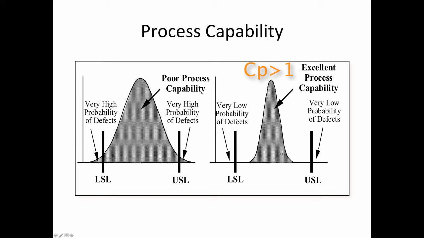Now, if it were equivalent to 1, I would simply have these lower and upper tails of the product distribution right next to the upper and lower spec limits. So that's what CP is. CP is a measurement of variation, and it tells me how much variation I have in my process versus what I'm allowed by design. Any CP value less than 1 means that the process is incapable, and any CP value greater than 1 means that it is capable.